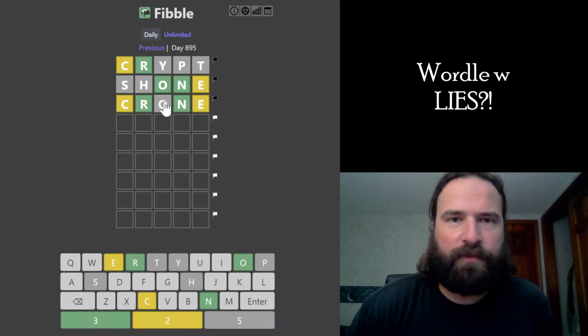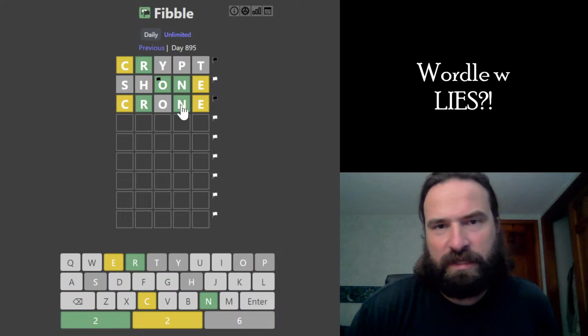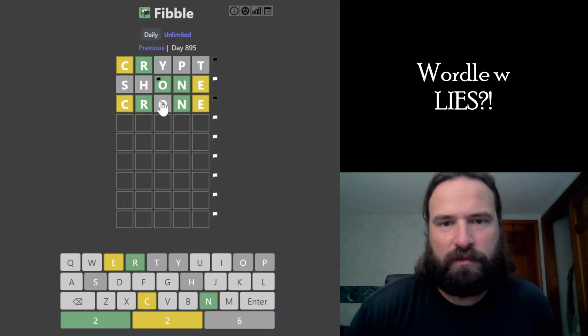Because O had to be lying one of these times, and it can only lie once a line. So N and E are true. C and R stay the same, which makes me think that probably C or R is going to be our lie from both of these lines. But N and E are definitely true, and I'm really feeling like that O is lying. So I think the word probably has... Yeah, it definitely has an N in this spot, and maybe an E in the middle.